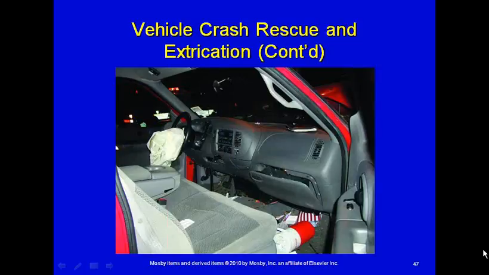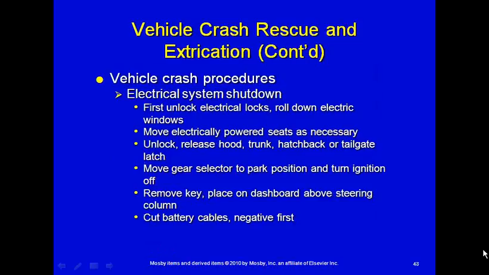What they're trying to show is that some airbags can be turned off, so you may get deployment only on one side of the vehicle. When you're dealing with a vehicle crash extrication, the first thing we need to do on arrival is have the patient remain still and gain access.